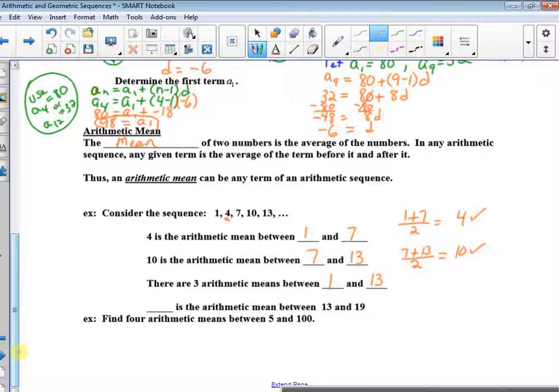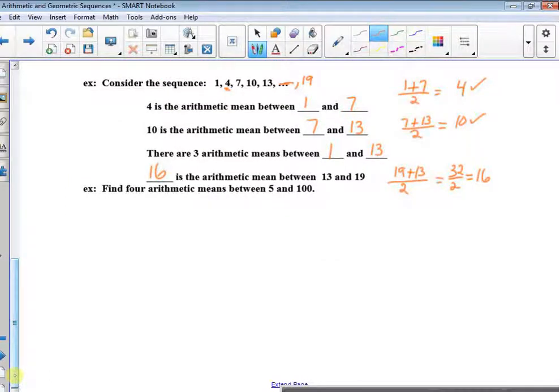And then blank is the arithmetic mean between 13 and 19. So if we took 19 plus 13 and divide by 2, we get 32 divided by 2, and that's 16. So 16 is the arithmetic mean. All right, then it says to find 4 arithmetic means between 5 and 100. So 5, 1, 2, 3, 4, and 100. So these can be your sequence.